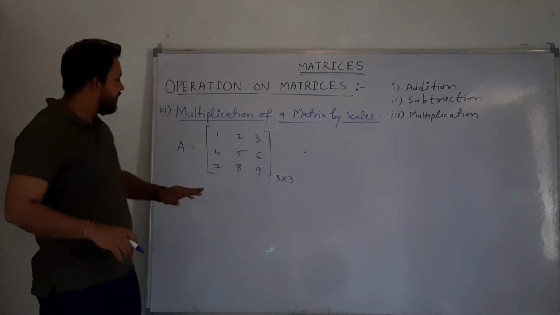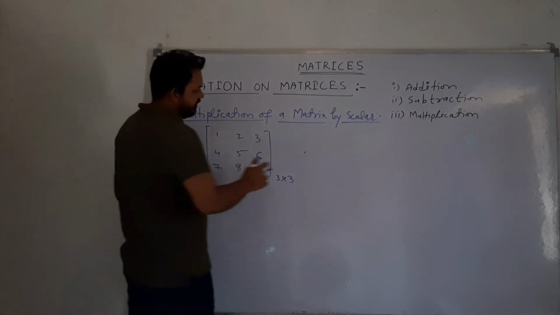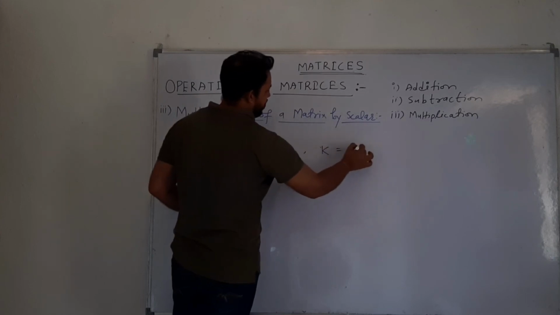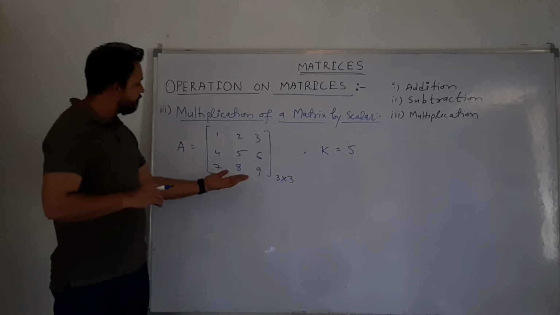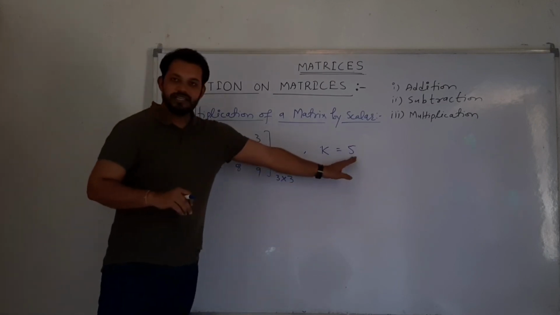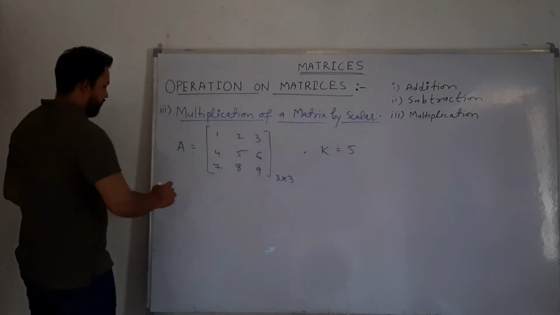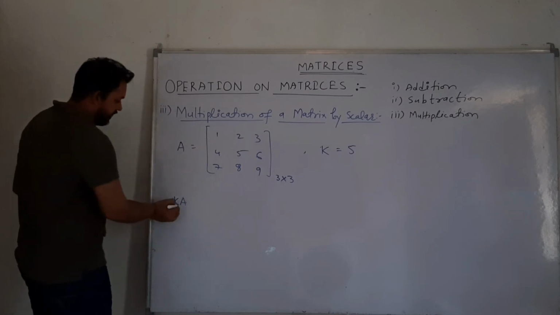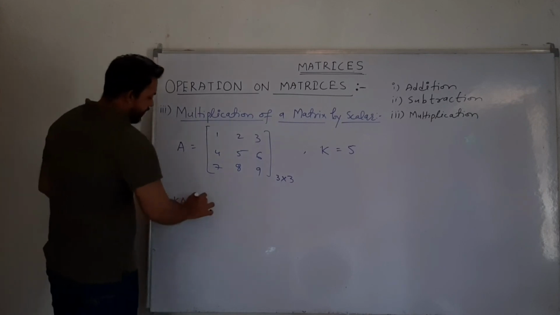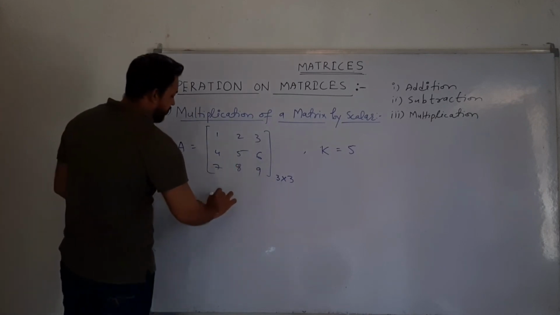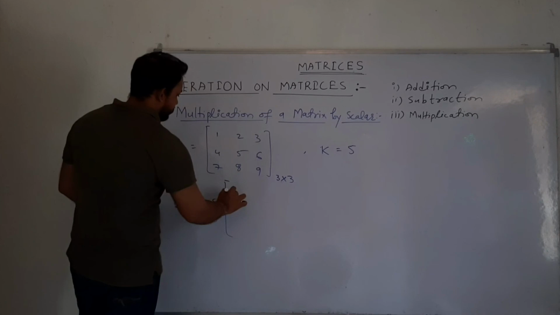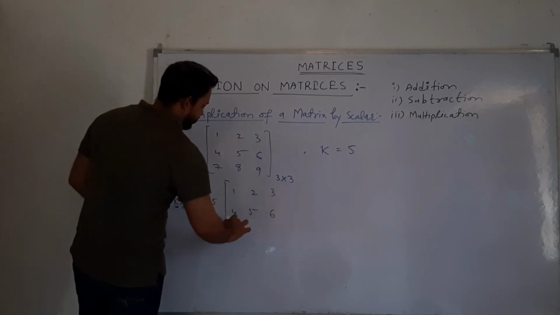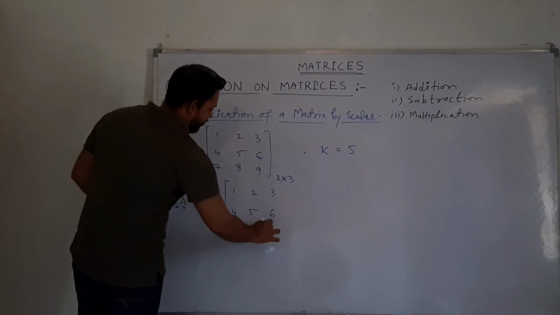And we have to multiply this matrix with a scalar. Suppose the scalar k in this situation is 5. So we have to multiply this matrix with the scalar 5. We will write it like k, a scalar, into the matrix. It can be written as: the value of k is 5, and the value of A is 1, 2, 3, 4, 5, 6, 7, 8, 9.